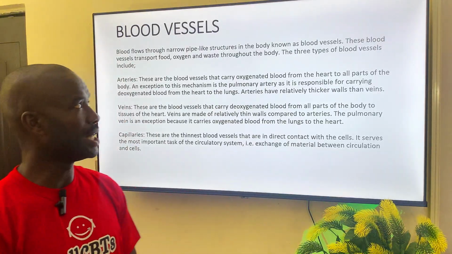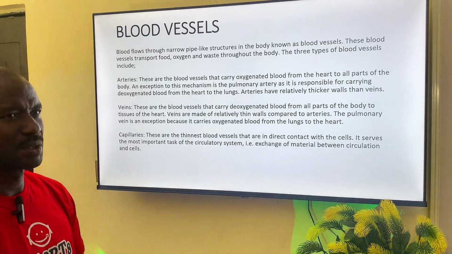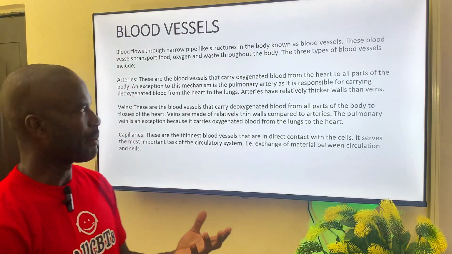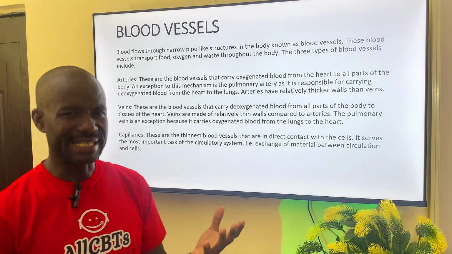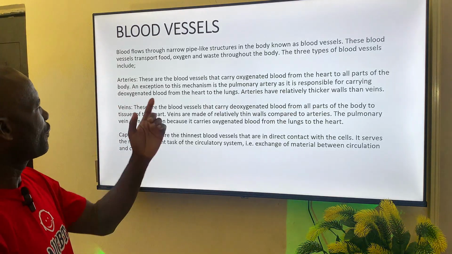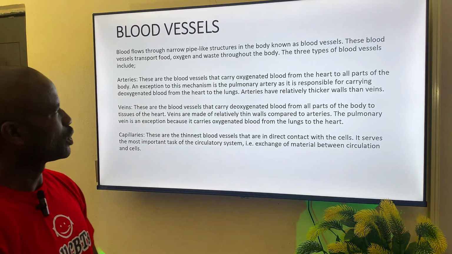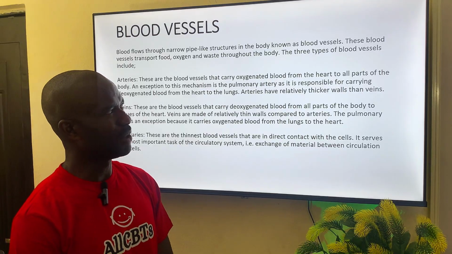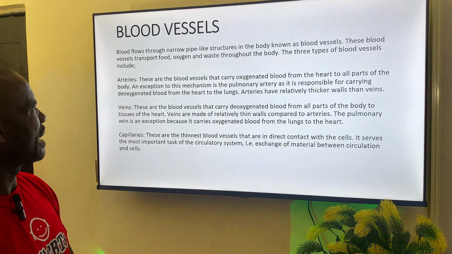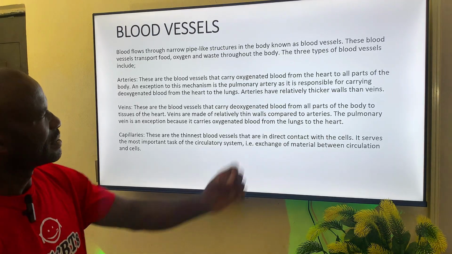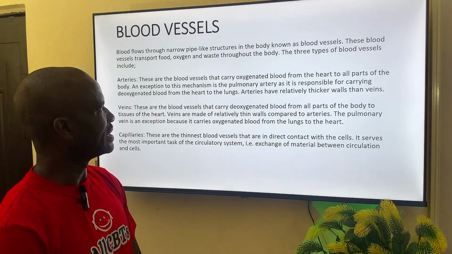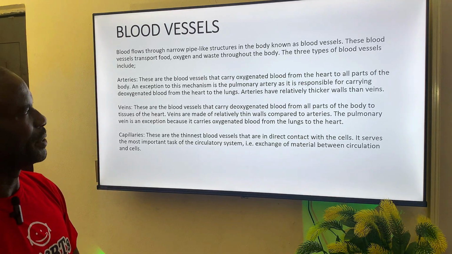Alright, before we go today, we want to look at the blood vessels. Of course, only animals use blood. When we say blood vessels, these are the channels through which the blood flows. The blood flows through narrow pipe-like structures in the body known as the blood vessels. The blood vessels transport food, oxygen, and water throughout the body.